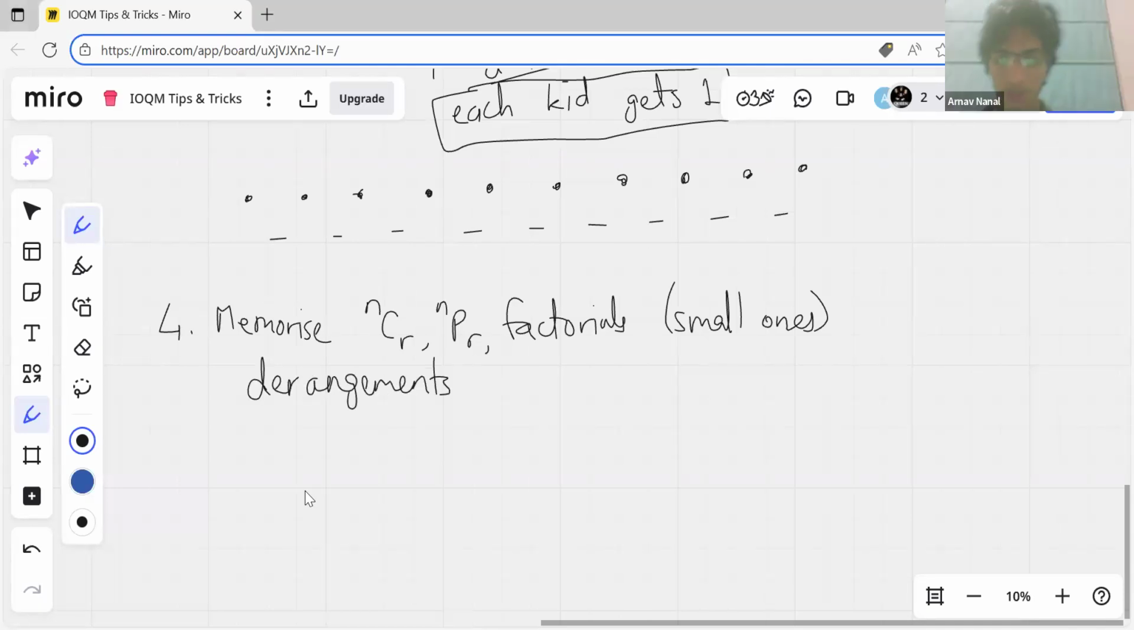Okay. Another very important thing is invariants. So what are invariants? You will have a class tomorrow, but just for the sake of it, we'll do a problem based on invariants. I think Atharva, you have the problem, right? You can just paste it.